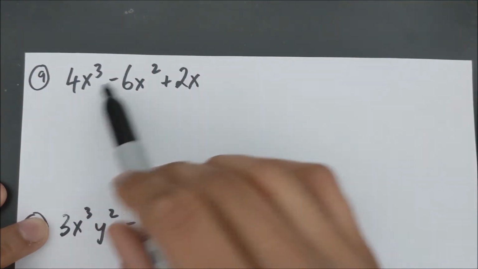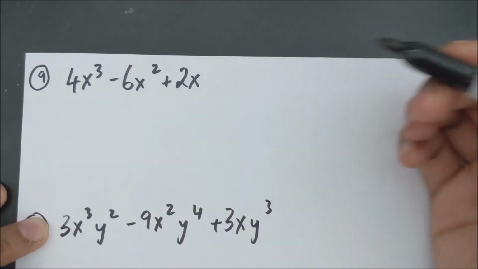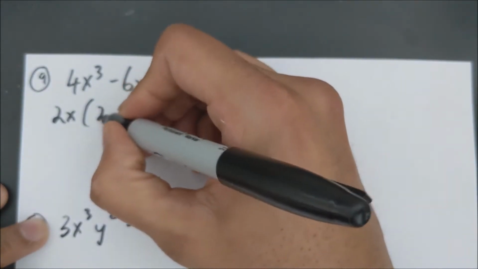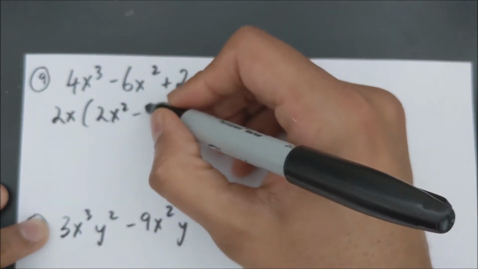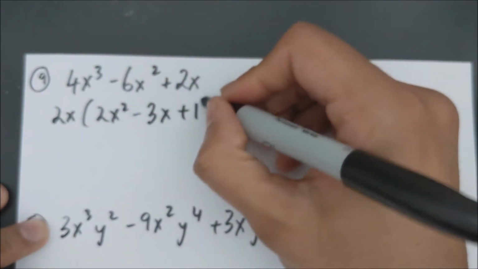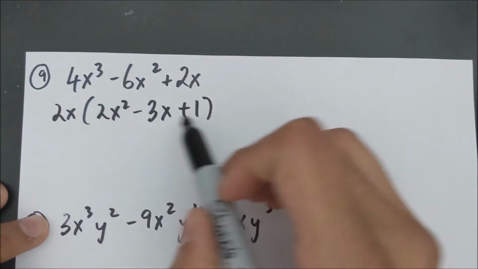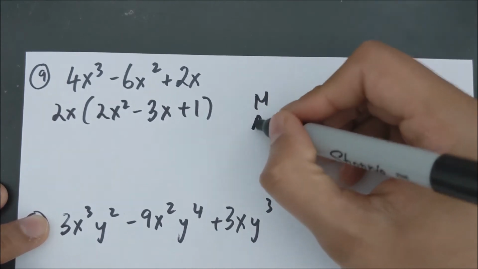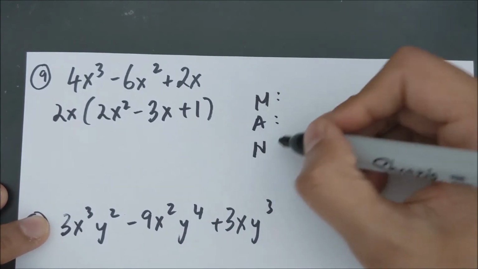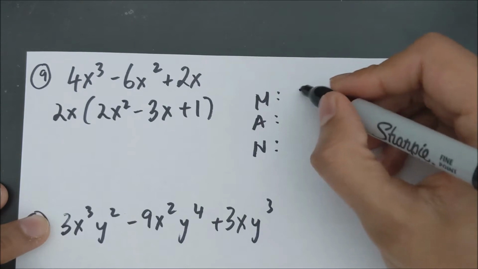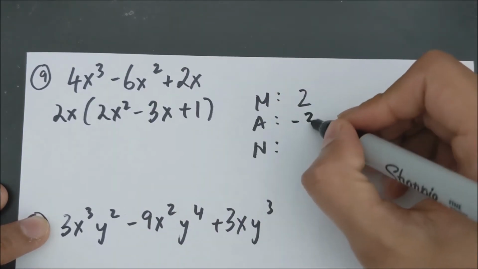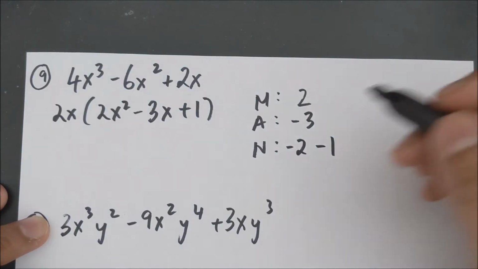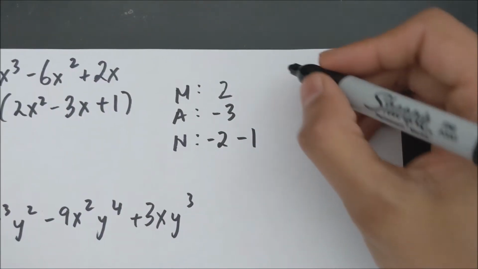Okay, so in this one, the first thing I'm going to do is look for a common factor, which is 2x. So if I take out 2x, I'm left with 2x squared minus 3x plus 1. Now I have a trinomial in here, so I have to try factoring that using the second method. My m is 2 times 1, which is 2. My a is negative 3, and my two numbers are minus 2 and minus 1, so it is possible. I'm going to factor it here on the side.